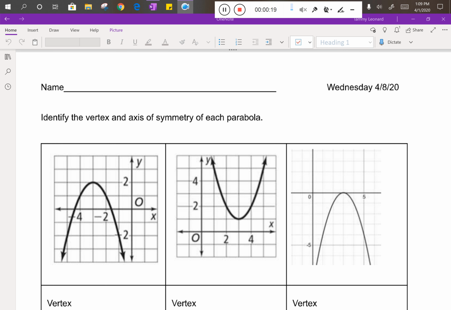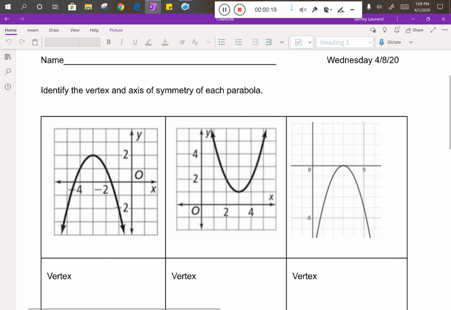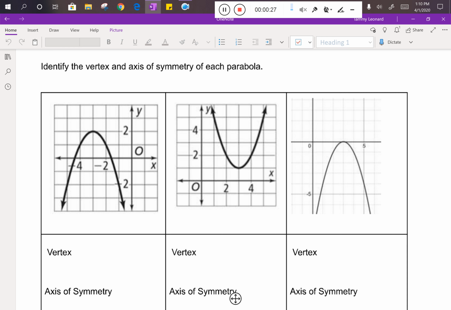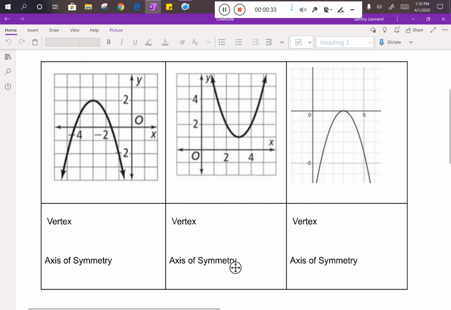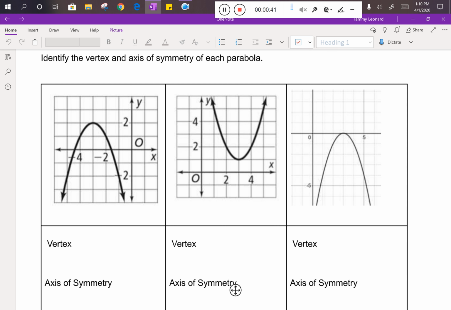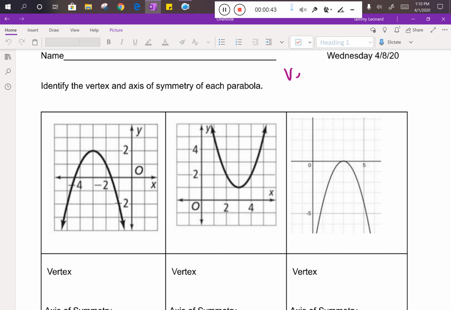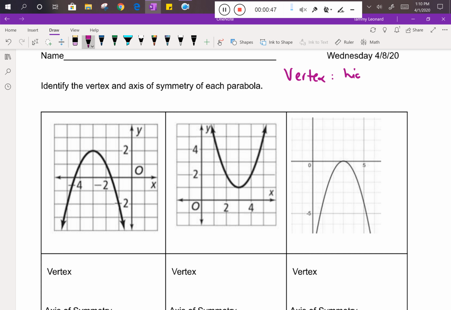The first thing we're asked to do in problems is to identify the vertex and axis of symmetry of each parabola. So I'm going to do a couple for you and then ask you to try one on your own. I'm going to start with the one on the left. The one on the left is a parabola, that's the shape of that curve, which opens down. The vertex of a parabola is the highest or lowest point. So if you look at this first parabola, you can see that the highest point is right here.